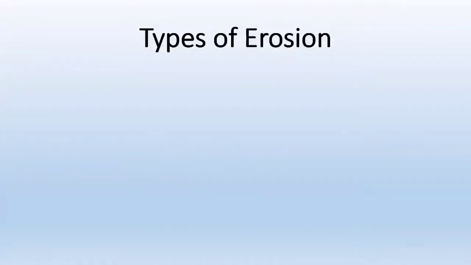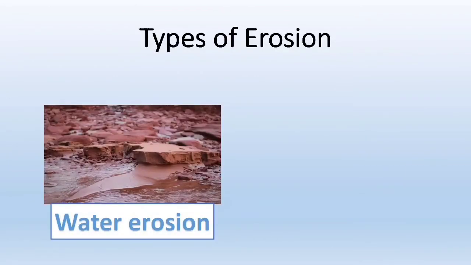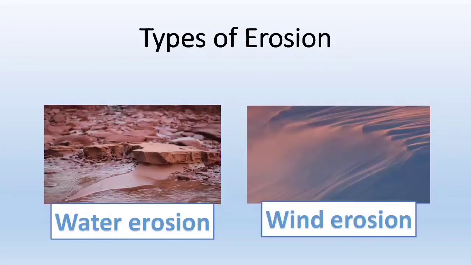The types of erosion we want to know are water erosion, where the water flows and takes away with it rock or soil or sand, and after many years, you may be able to know where exactly the water was flowing. The other kind of erosion is wind erosion, where the wind carries away and removes rock, soil, or sand.